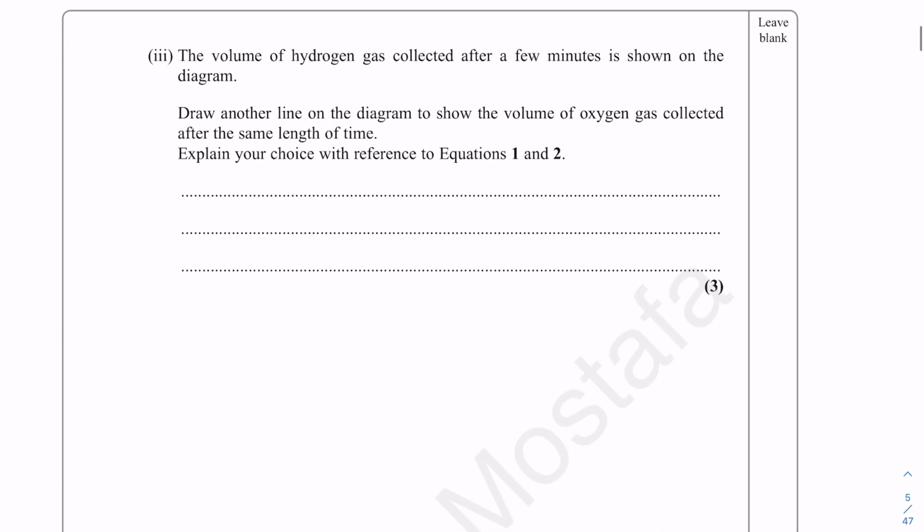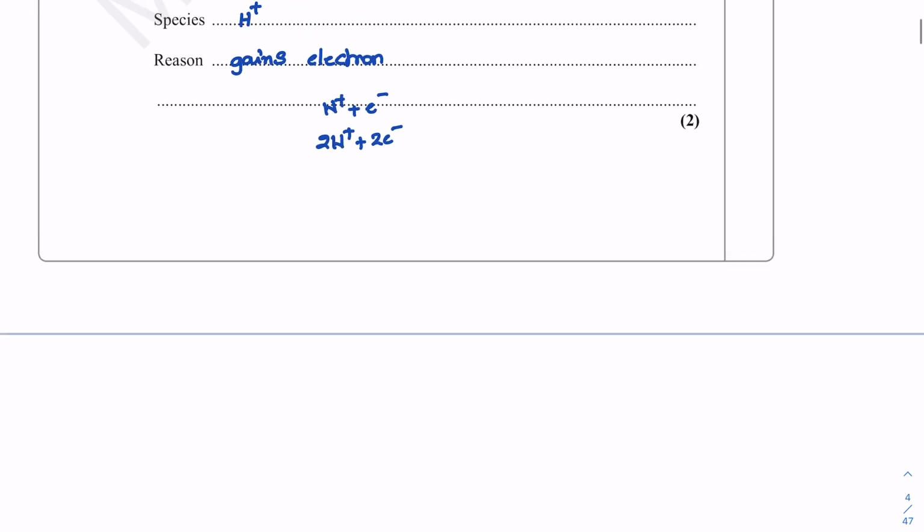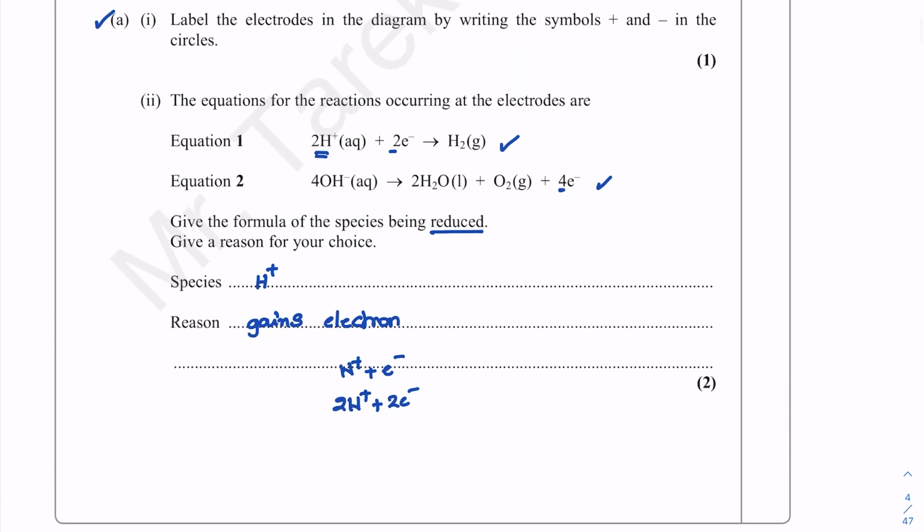Question A3. The volume of hydrogen gas collected after a few minutes is shown on the diagram. Draw another line on the diagram to show the volume of oxygen gas collected after the same length of time. Explain your choice with reference to equations 1 and 2. Of course, we can't compare equations 1 and 2 unless we multiply equation 1 times 2 or divide equation 2 by 2.